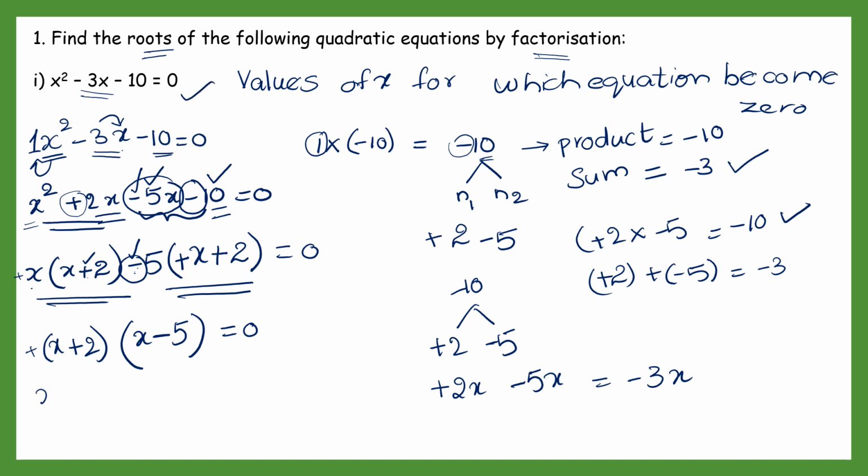Now we'll find the roots. X plus 2 is equal to 0. Then x is equal to what? Minus 2. So minus 2 is one root. X minus 5 is equal to 0. Then x is what? Plus 5. So minus 2 and 5 are the roots.